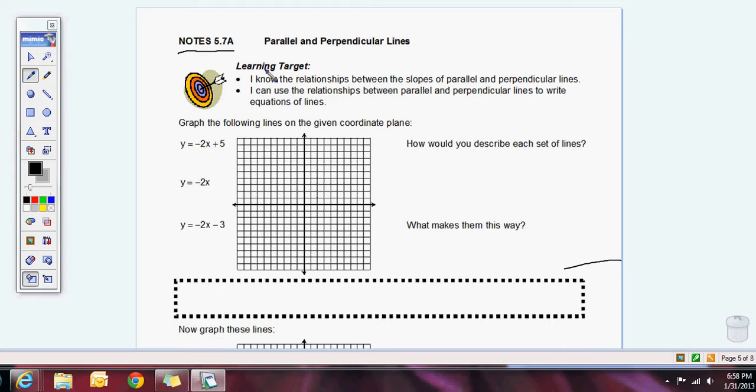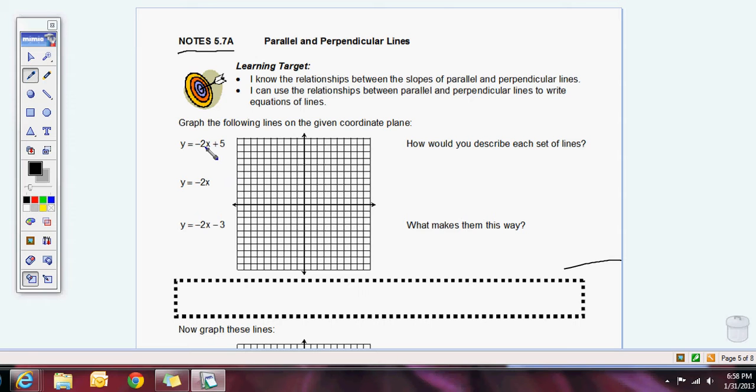5.7a. So it's about parallel and perpendicular lines. It's one of our last notes of this unit. And we're going to go over this again on Monday, but I just wanted to make sure you guys had the notes and you were good to go. So follow along with me as I go. You should be writing exactly what I'm writing. I'm going to check them on Mondays to make sure everyone was following along.